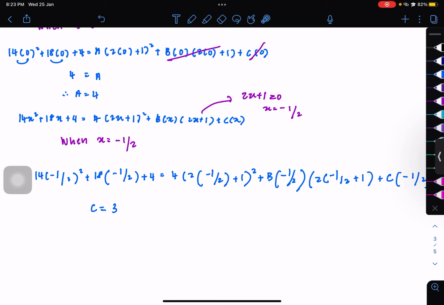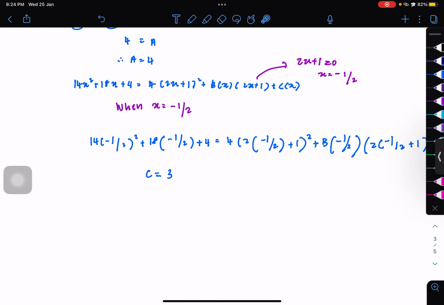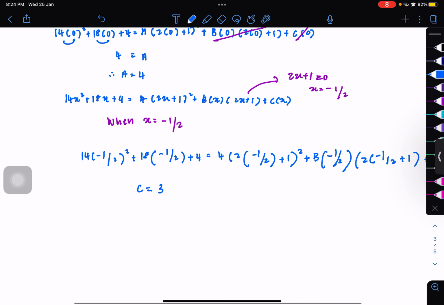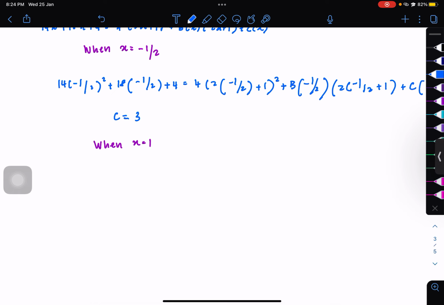Okay, so now we must find the value of B. How to find the value of B is easy. You can choose any number you want, but dengan mudah you cari yang paling dekat dengan value yang you dah gunakan. Kalau kita nampak sini 0, negative 1 over 2, kita gunalah 1 kan. 1 tu senang. So when X is equal to 1, you just substitute in your equation, but before that you must write again your equation yang dah ada nilai C, so you are not confused at all.